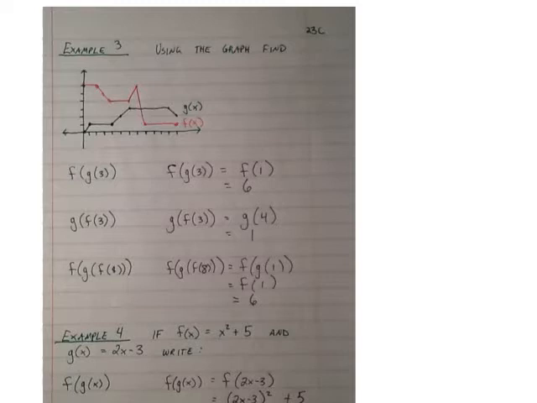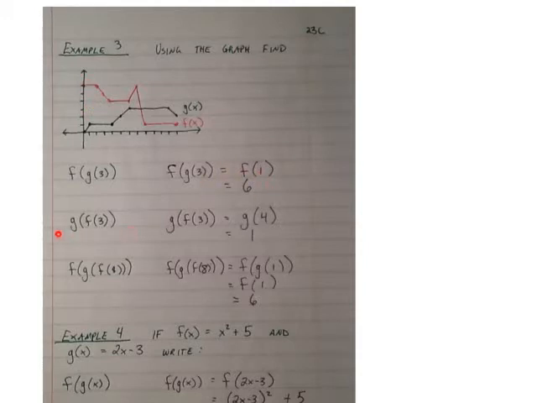Alright, in example 3 I'm showing how to do this from a table. Sorry, not a table, but from a graph. So first we're asked to find f of g of 3. So what that means is we're going to go over to 3 on our graph. 1, 2, 3. And g of 3 is a value of 1. So I can replace g of 3 with 1. And now I want to evaluate the function f at 1, so I go over to 1, and the value of f is 6.